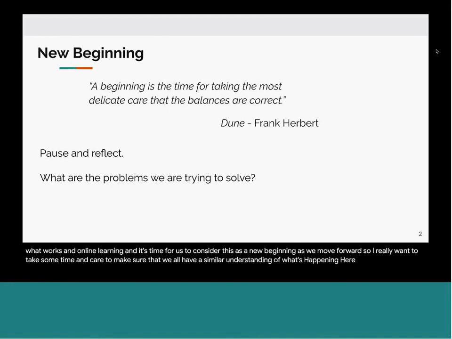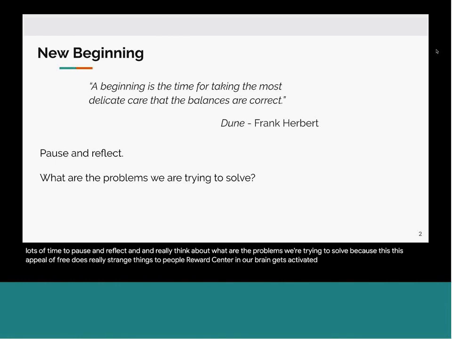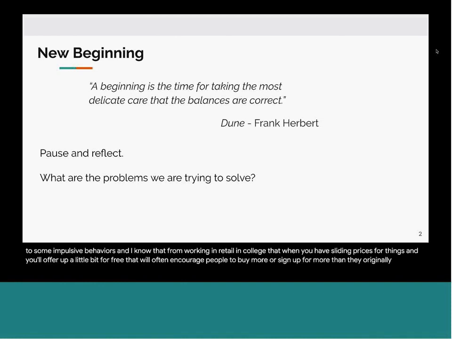So I want people to have lots of time to pause and reflect and really think about what are the problems we're trying to solve. Because this appeal of free does really strange things to people. It's like the reward center in our brain gets activated, we get excited, we may be prone to some impulsive behaviors. And I know that from working in retail in college, that when you have sliding prices for things and you offer up a little bit for free, that'll often encourage people to buy more or sign up for more than they originally intended.